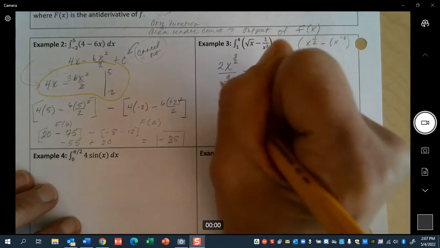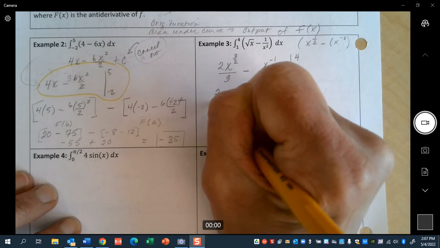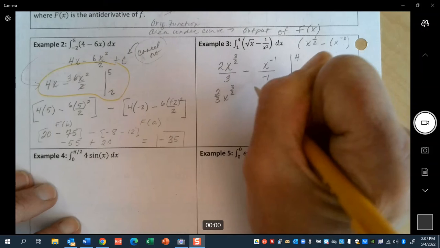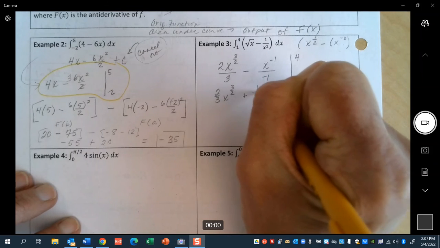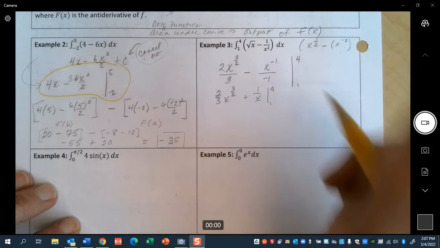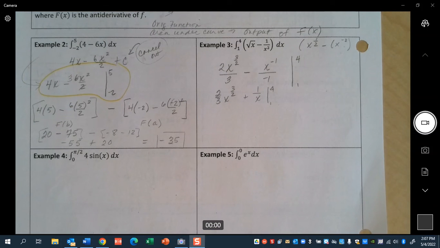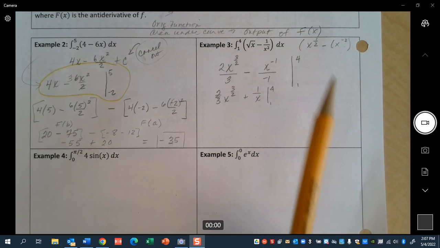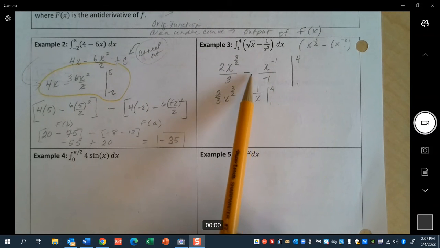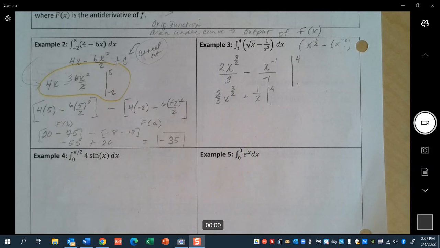If you want to clean this up a little bit, you could call this 2/3 x to the 3/2 power. And this becomes plus 1 over x from 1 to 4. This negative exponent sends this guy down, and these two negatives cancel out and make a plus. Sound okay?